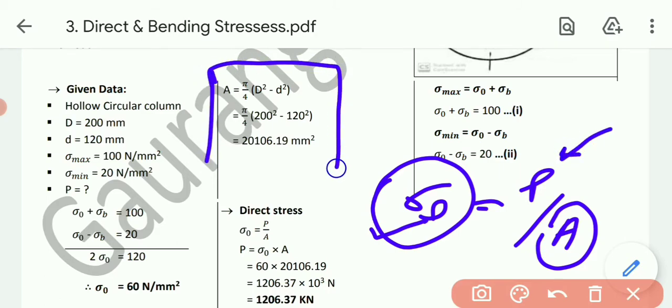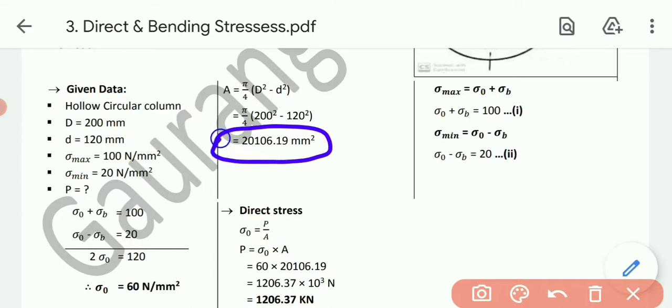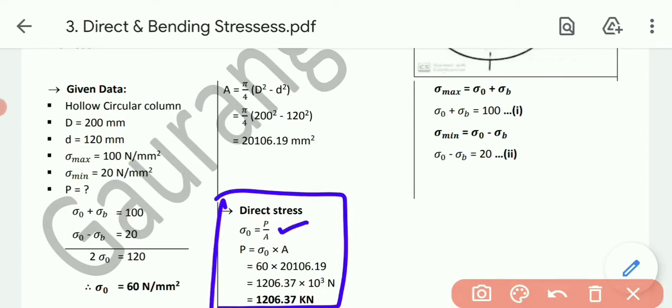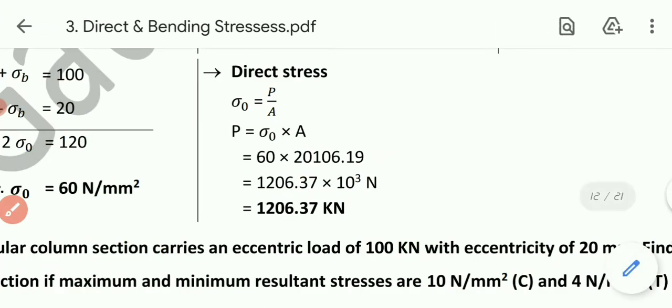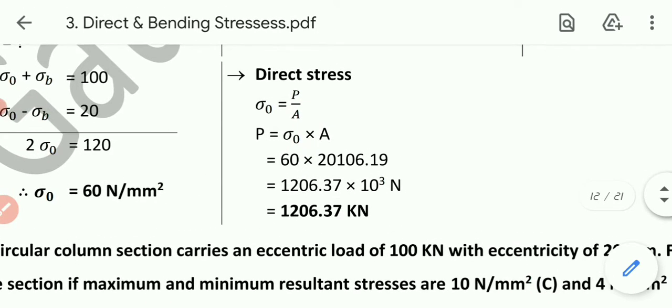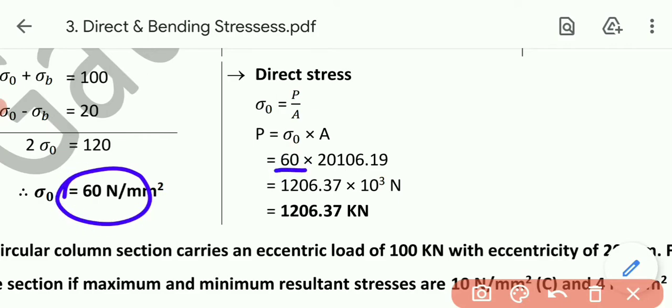For a hollow circular section, the area equals pi by 4 into capital D square minus small d square. We have both values, so pi by 4 into 200 square minus 120 square. I get the area, that is 20106.19 mm square. Now I can apply the formula of direct stress, sigma 0 equals P by A. Let me zoom the figure. Sigma 0 is 60 Newton per mm square, and area is 20106.19. By solving this, we get P, that is 1206.37 into 10 raised to 3 Newton. Converting to kilonewton, that is 1206.37 kilonewton. So that's the case of P.